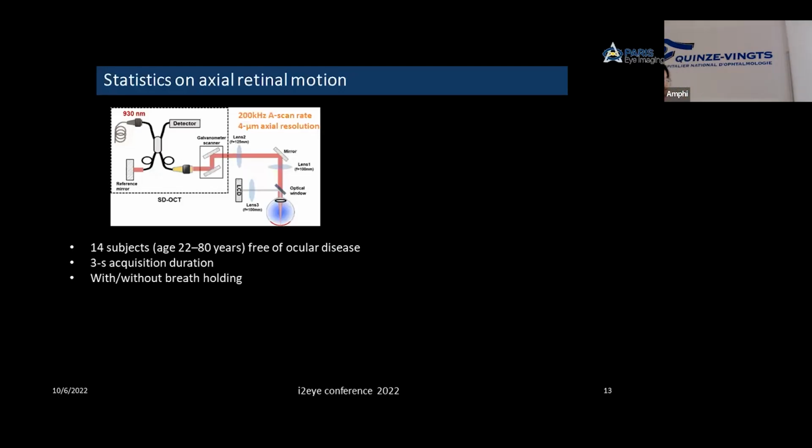This is the drawing of our setup to measure the axial motion. We have the spectral domain OCT, and we can get the SD-OCT scan within 3 seconds. We want to investigate if we can benefit from breath holding, because respiration is one of the causes of the axial motion. So we ask the subject to breathe normally or hold their breath, and then we acquire two groups of data.